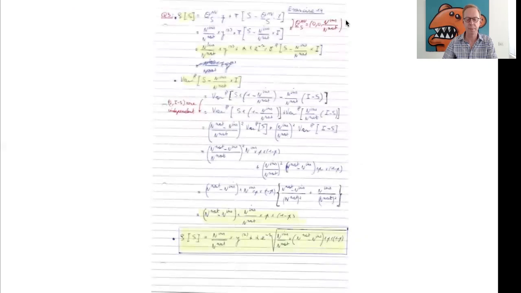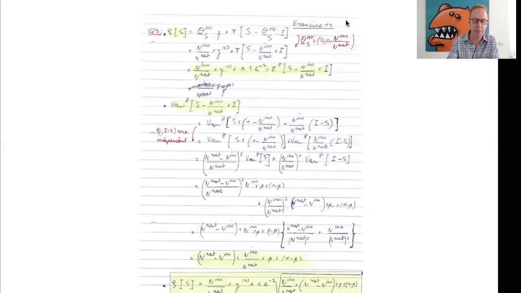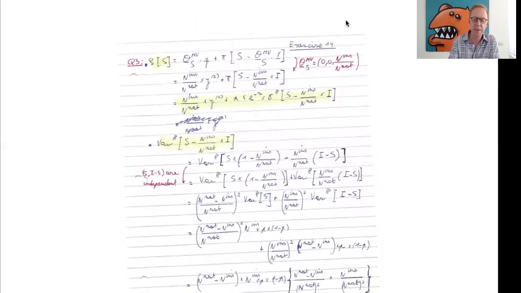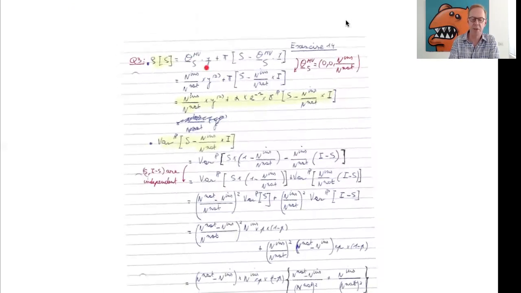Well, we get this. Rho of S is by definition the time zero value of the mean variance hedge of S plus pi of the hedging error. Now we know the mean variance hedge of S. It is 0, 0, and then N insured divided by N national. We fill this in, and when we work this out, we find indeed this formula.